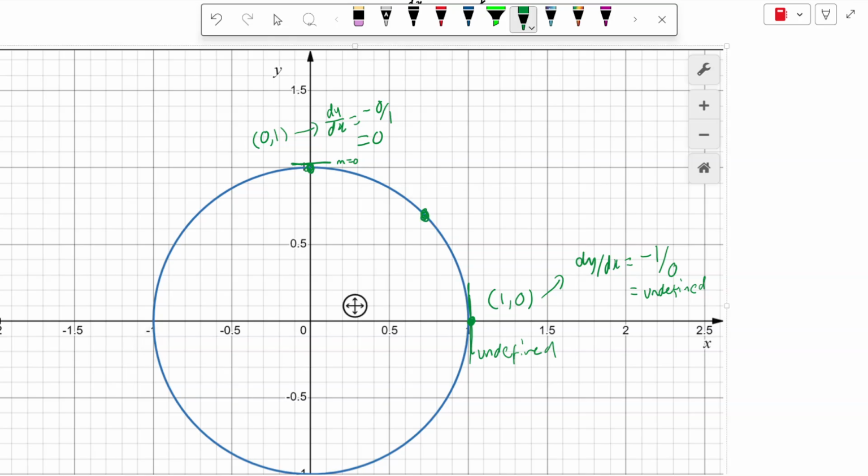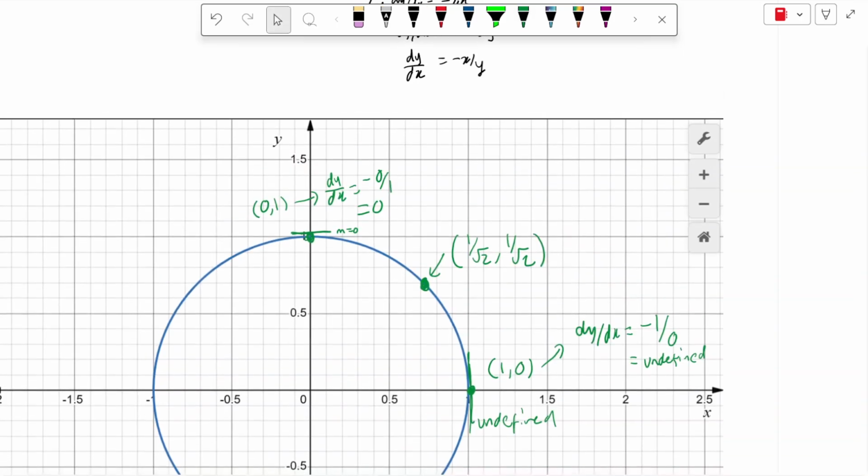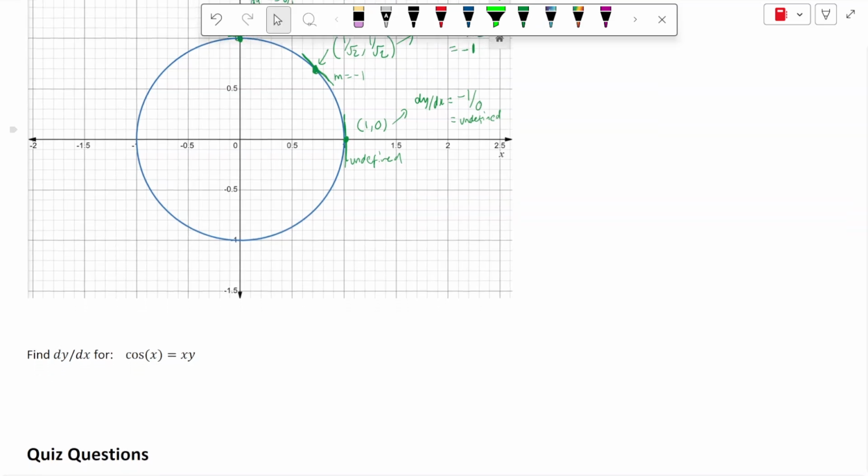This point up here, if you're comfortable with trigonometry, this is (1 over root 2, 1 over root 2). Some people like to write this one as (root 2 over 2, root 2 over 2), just depends what you're more comfortable with. But at any rate, the dy dx value is going to be the negative of the x, so negative 1 over root 2, all over 1 over root 2. So that is minus 1, just like that. Okay, and I'm hoping we can sort of see here that the slope is about minus 1. And you can get the slope at any point using this method.